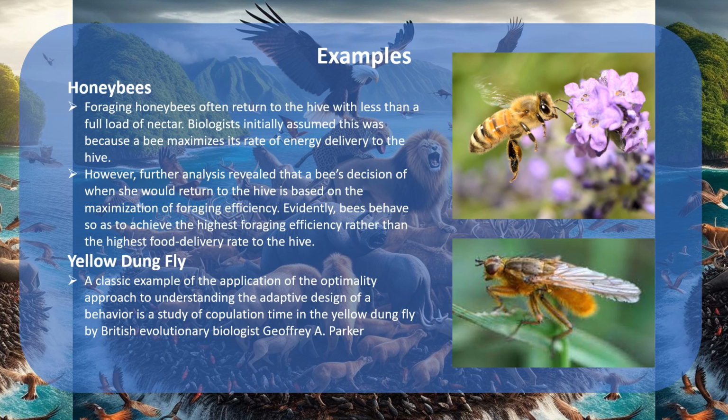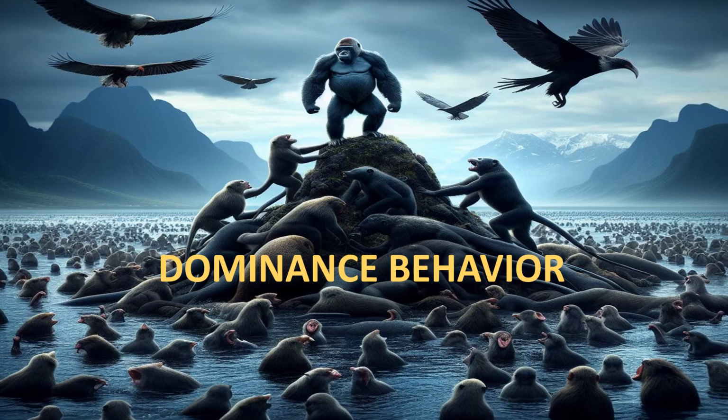Evidently, bees have behaved so as to achieve the highest foraging efficiency rather than the highest food delivery rate to the hive. Next is yellow dung fly. A classic example of the application of the optimality approach to understanding the adaptive design of a behavior is the study of copulation time in the yellow dung fly by British evolutionary biologist Geoffrey B. Parker. So that's all about the territory.